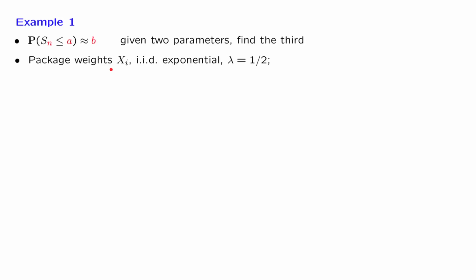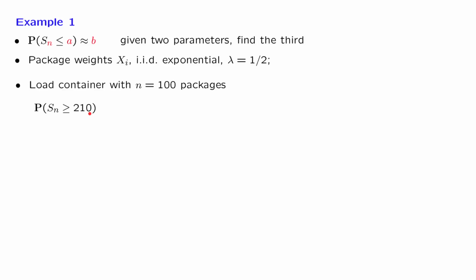Our setting will be as follows. We have a container, and the container receives packages. Each package has a random weight, which is an independent random variable that's drawn from an exponential distribution with parameter 1/2. And we load the container with 100 packages. We would like to calculate the probability that the total weight of the 100 packages exceeds 210. For example, 210 might be the capacity of the container.